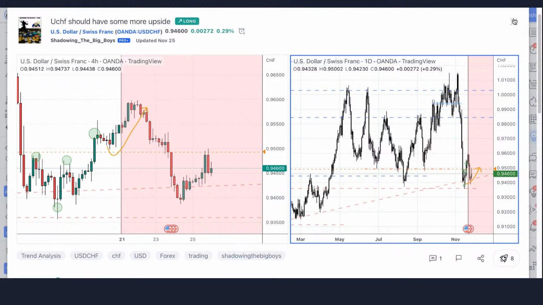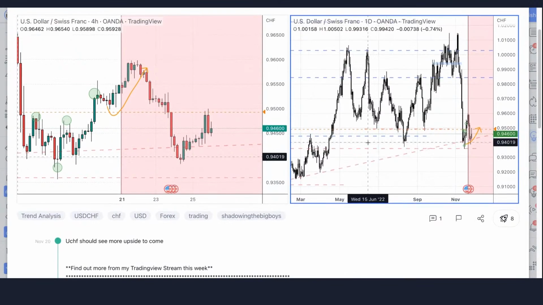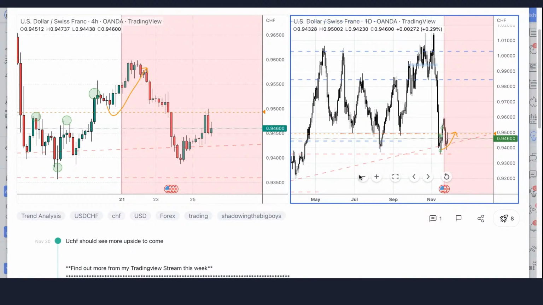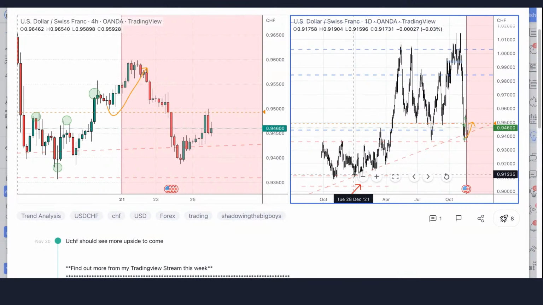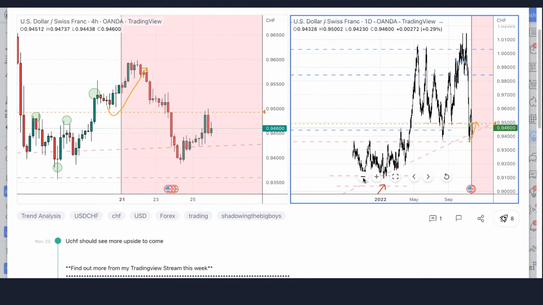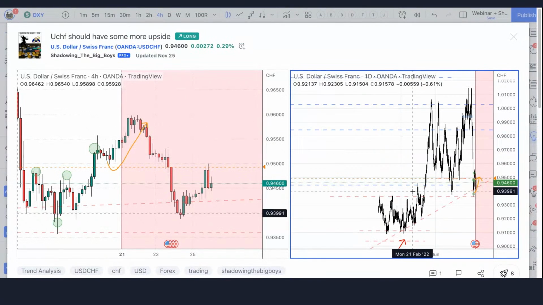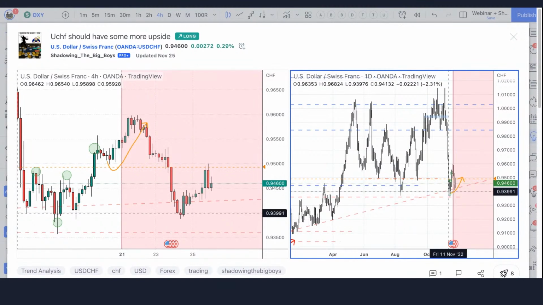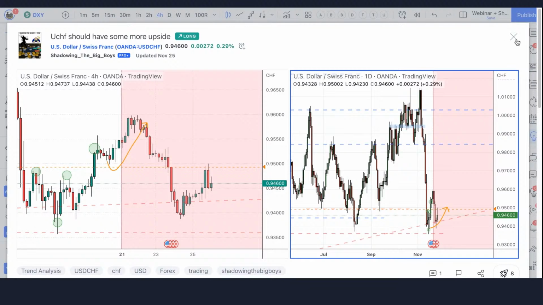Just do take note that it is at a pretty good support area on the daily, and it is also supported by this long term trend line. So just be mindful if you were to be shorting at the very low of a breakout or something like that.